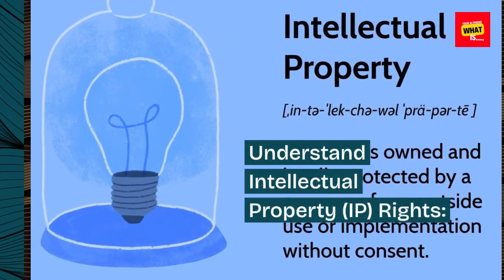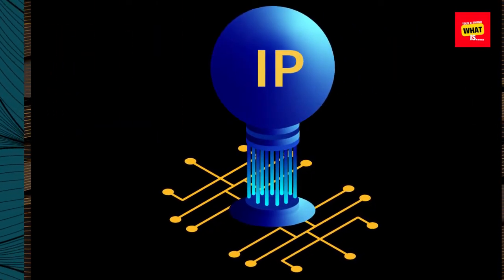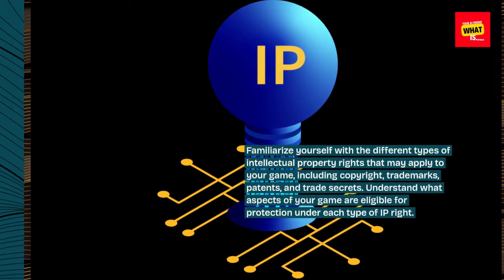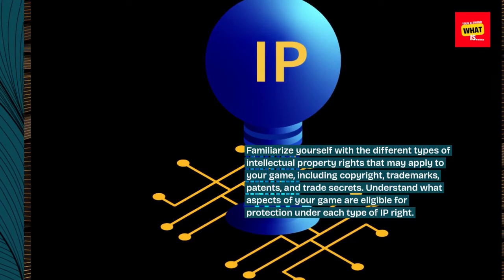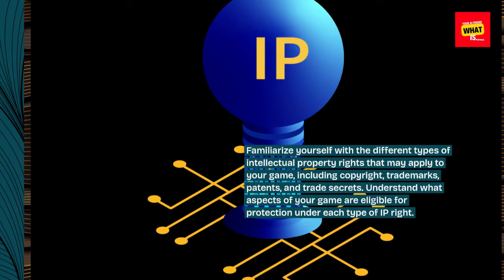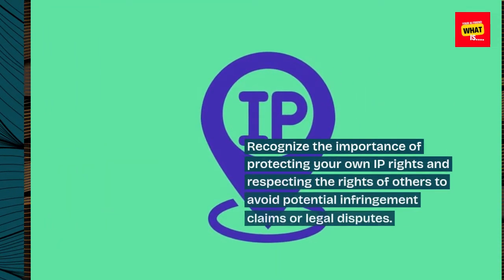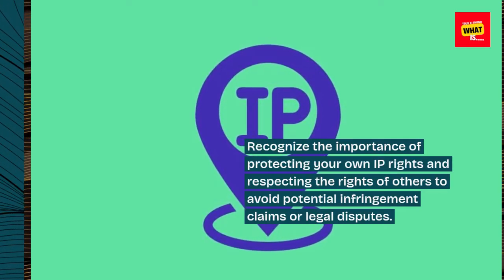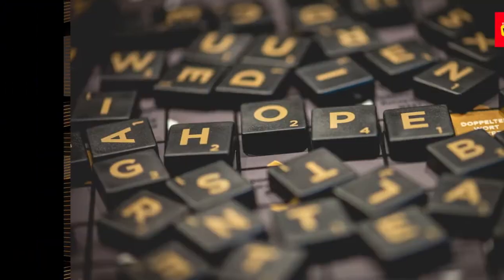Understand intellectual property (IP) rights. Familiarize yourself with the different types of intellectual property rights that may apply to your game, including copyright, trademarks, patents, and trade secrets. Understand what aspects of your game are eligible for protection under each type of IP right. Recognize the importance of protecting your own IP rights and respecting the rights of others to avoid potential infringement claims or legal disputes.